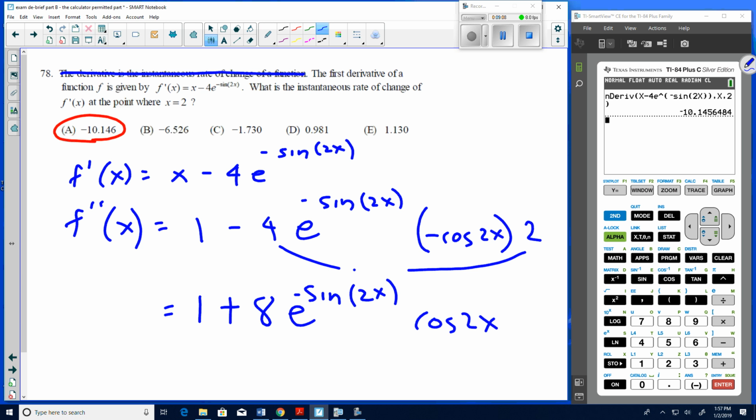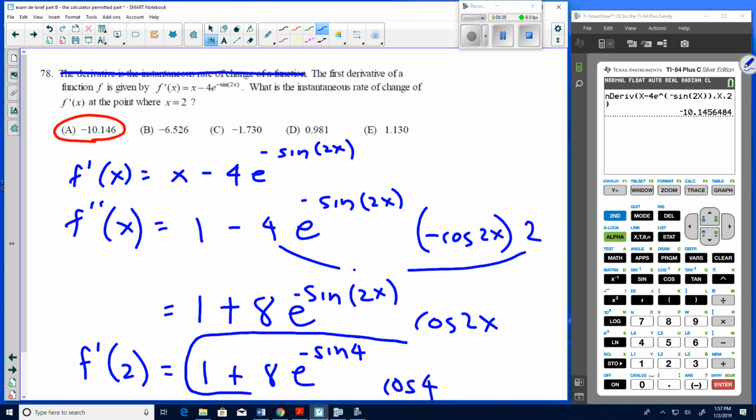Okay, so there's the derivative. And if I want the derivative evaluated at 2, the exact answer would be 1 plus 8 e to the negative sine of 4 times the cosine of 4. And that's the exact answer. So conceivably, this could have been a non-calculator problem. And just to make sure I'm not blowing smoke here, 1 plus 8 times e raised to the negative sine of 4 radians, times the cosine of 4 radians.